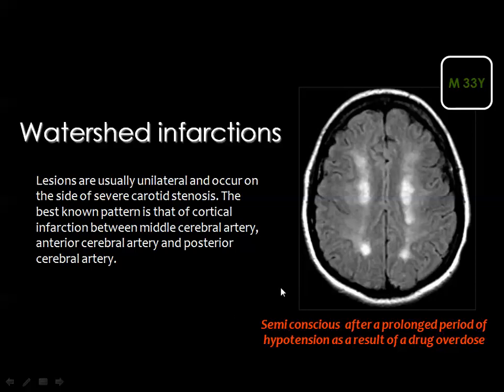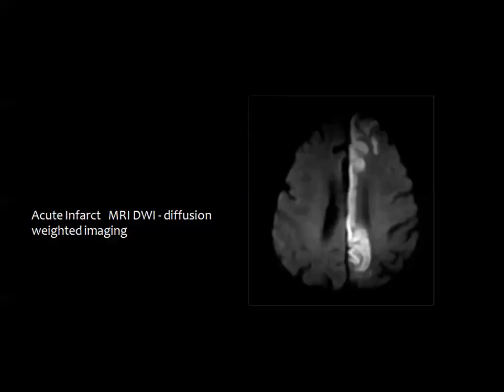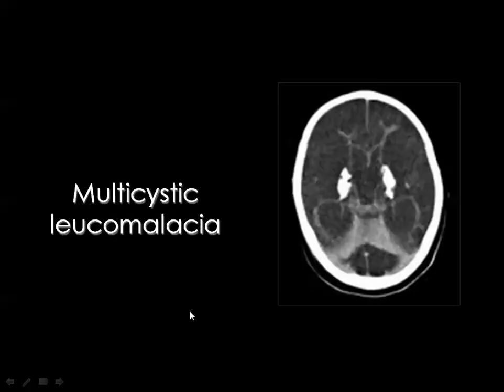They show high signal in the FLAIR image. And you know, these infarctions may be bilateral and sometimes they are symmetric. And here is a diffusion weighted image showing diffusion restriction in the medial aspect of the left cerebral hemisphere, representing a watershed infarction.